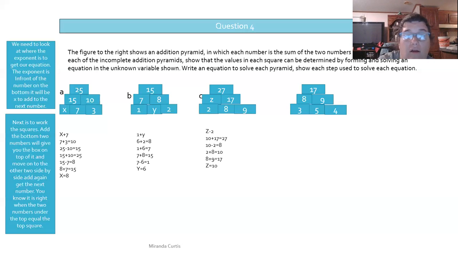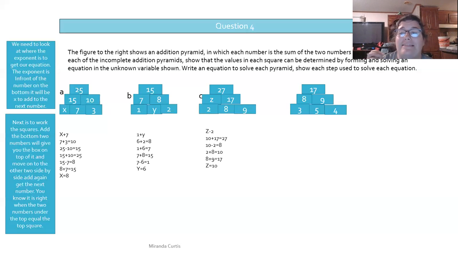Now, whatever y is, it has to be plus 6 to equal 7. So what we're going to do is 7 minus 6 equals 1, right? So y has to equal 1.